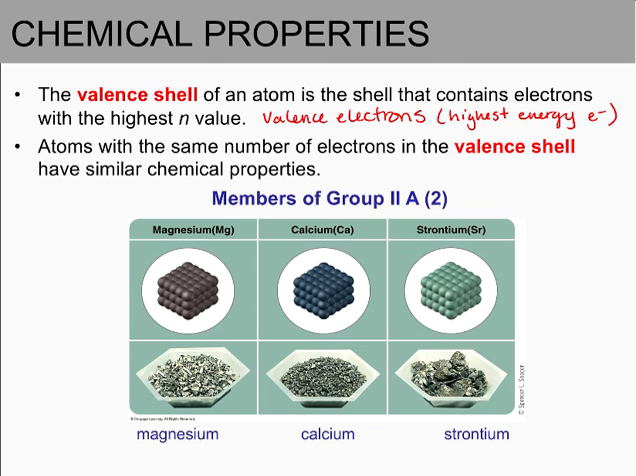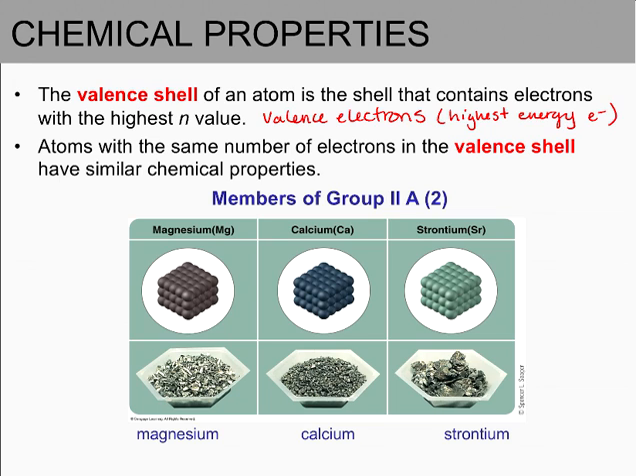And these are the electrons that really determine the chemical properties of elements. So atoms that have the same number of electrons in the valence shell have similar chemical properties. So down below we have magnesium, calcium, and strontium. And all three of these elements are in group 2A, also known as group 2. And let's write out the abbreviated or noble gas configurations for each of these three elements.